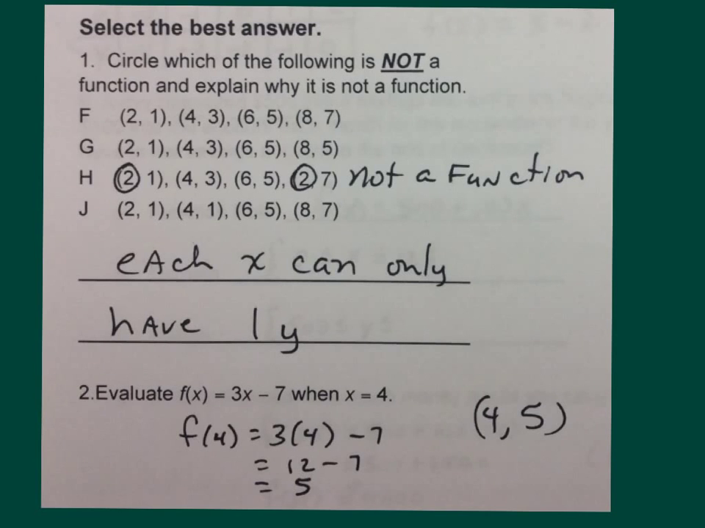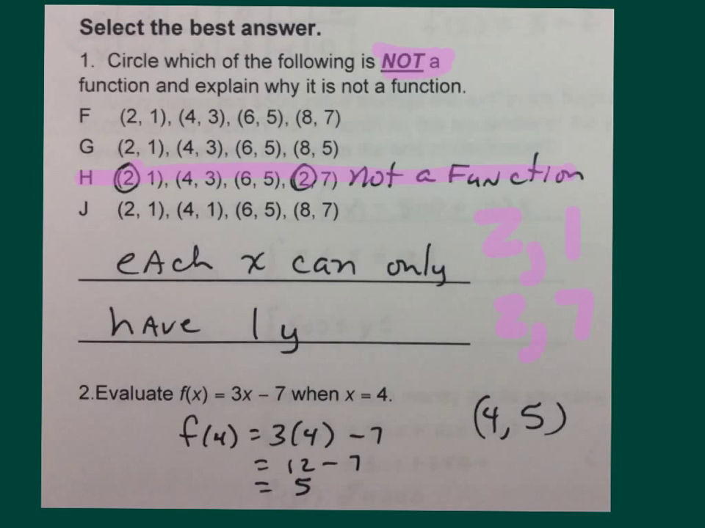Okay, on question number 1, select the best answer. Circle which of the following is not a function. The reason why h is not a function is because 2 is repeated twice. That is why it's not a function. Each x can only have one y, and in this case, 2 is paired with 1, and 2 is paired with 7, therefore it's not a function.